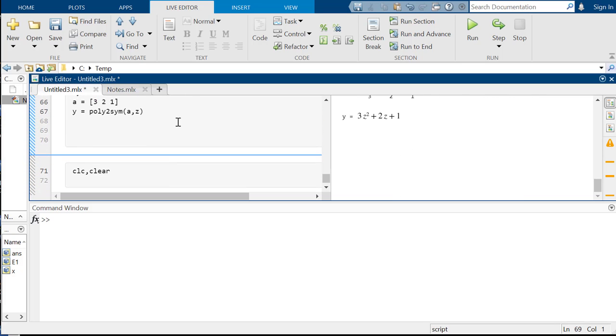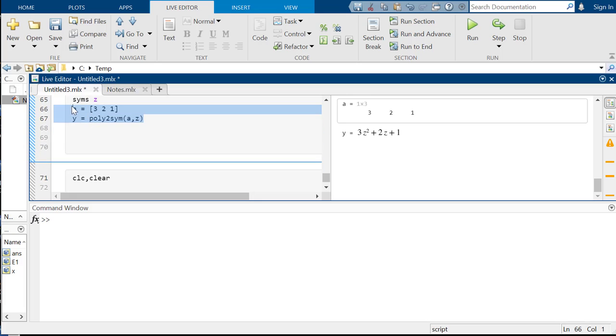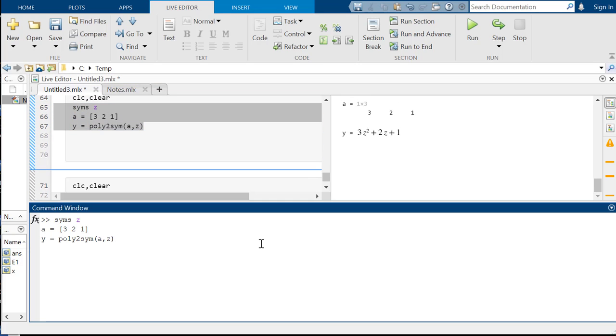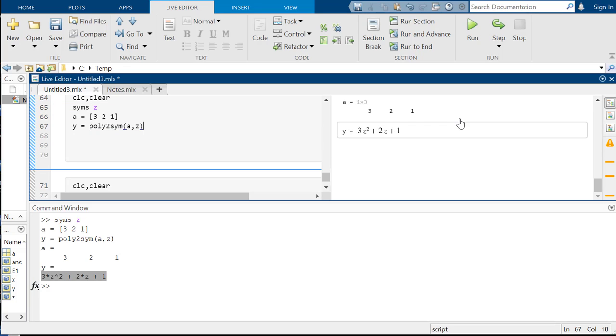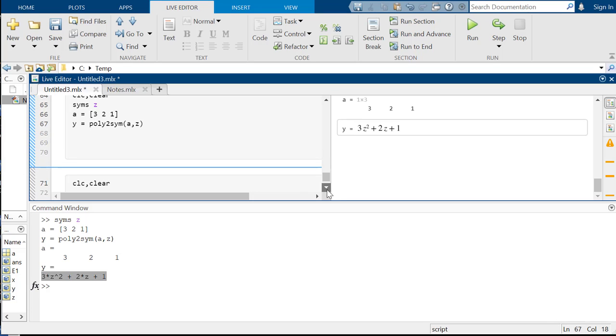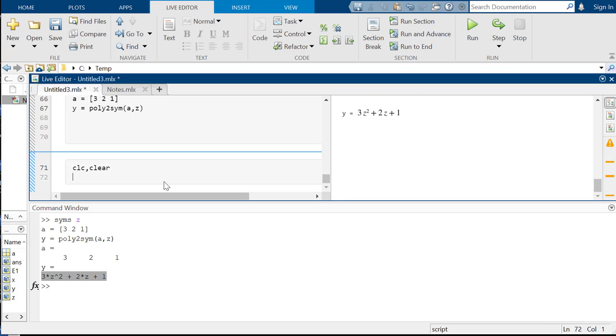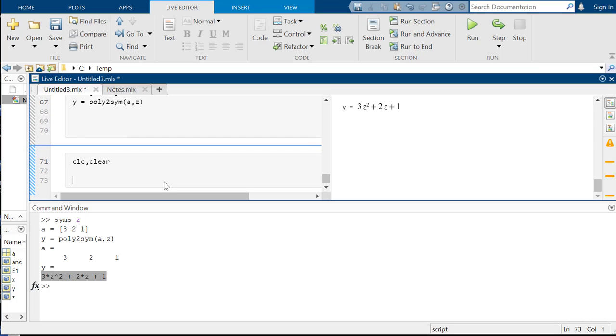I did another video on this, but just to give you an idea, if I do this in the command window, it does this, which is kind of what you would expect to see. But if I'm typing it in a live script, it makes it pretty print. Okay, but that's not what we're here to talk about today. We're here to talk about the solve function.